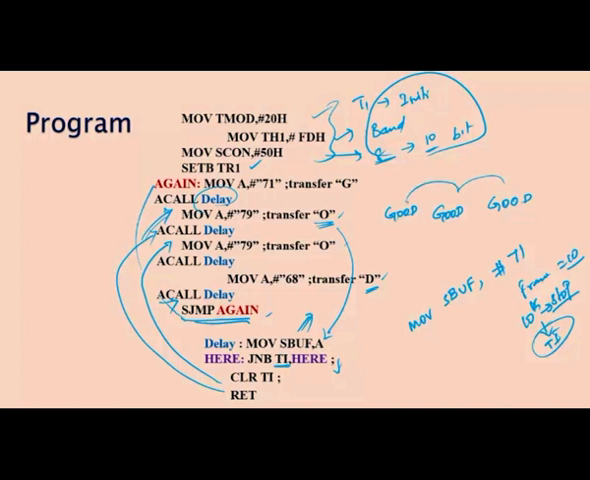Okay. So this is the way we write the program. Here the good word is a small one, so I have used 4 separate lines, calling the delay, right.